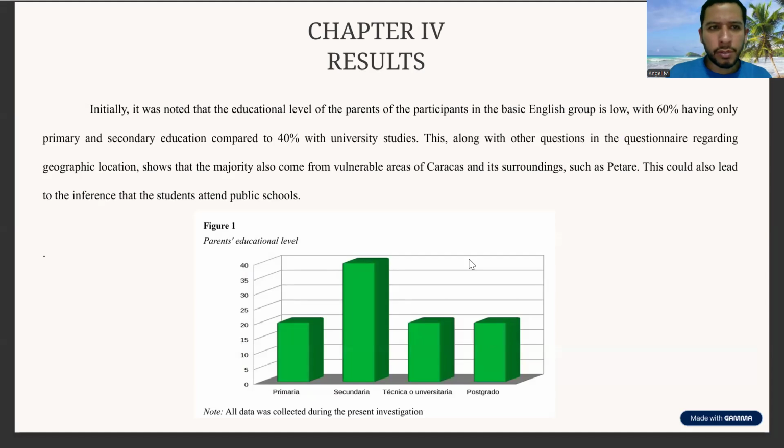Chapter 4, Results. Initially, it is noted that the educational level of the parents of the participants in the basic English group is low, with 60% having only primary and secondary education, compared to 40% with university studies. This, along with other questions in the questionnaire regarding geographic location, shows that the majority also come from vulnerable areas of Caracas and its surroundings, such as Petare. This could also lead to the inference that the students attend public schools.